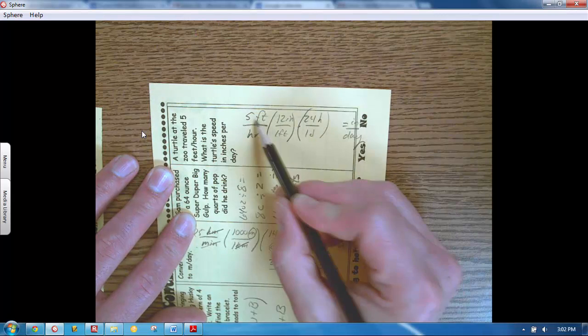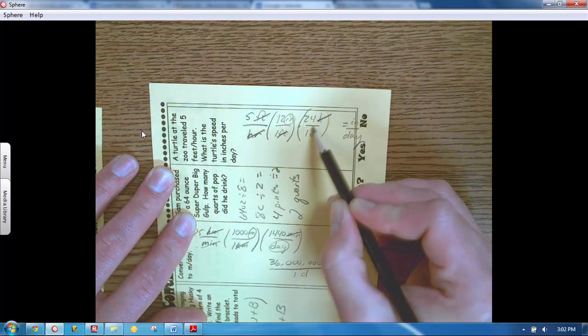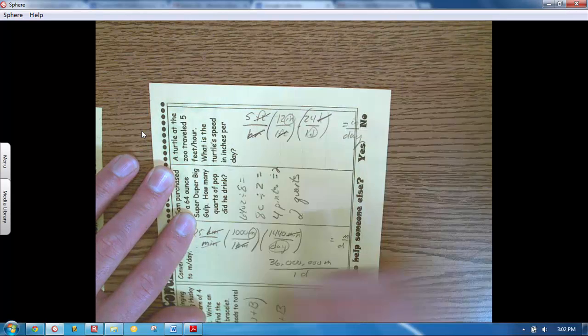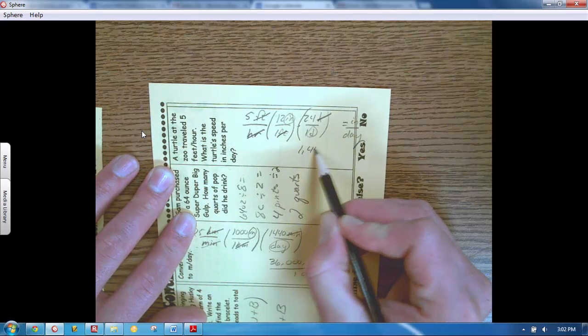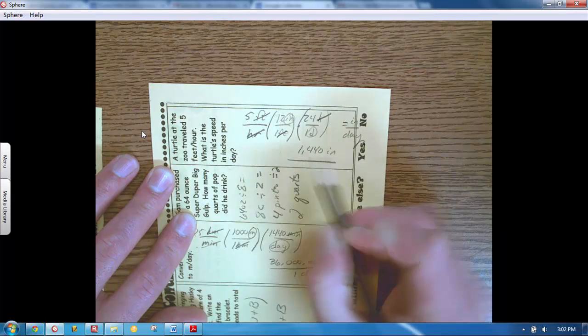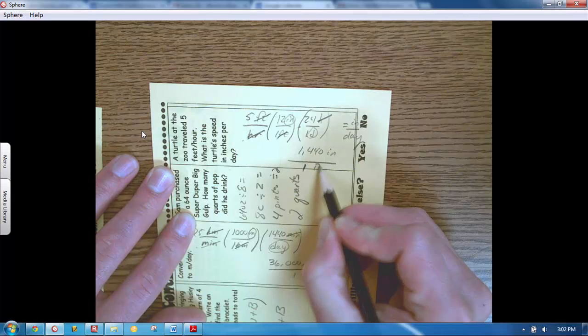We cross out feet and feet, hours and hours. We're left with inches per day. And then we just multiply top times top times top. That's going to get me 1,440 inches. Bottom times bottom times bottom. 1 times 1 times 1 is 1 day.